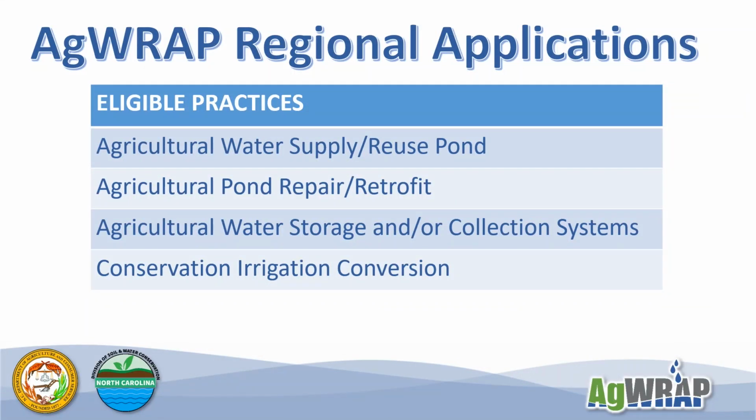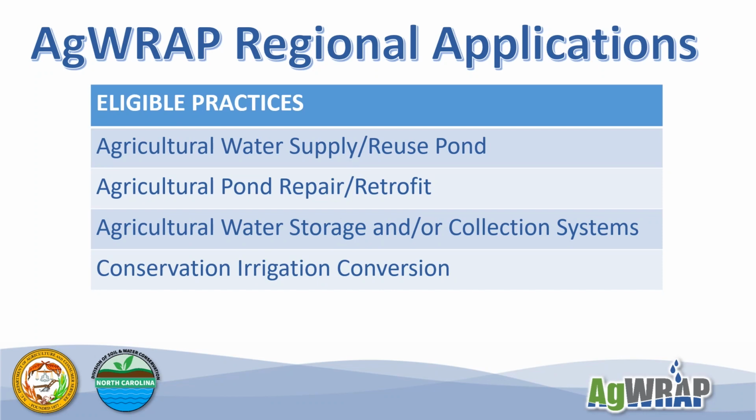Only 4 BMPs are eligible for the regional application. They are Agricultural Water Supply and Reuse Pond, Agricultural Pond Repair and Retrofit, Agricultural Water Storage and Collection System, and Conservation Irrigation Conversion. It is important to note that the water supply and reuse ponds and pond repair and retrofits are combined into one application.